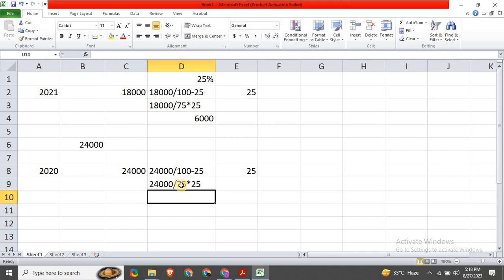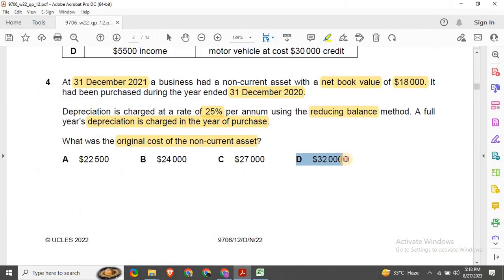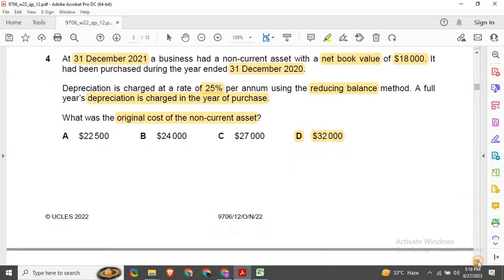So the depreciation is 8,000 in 2020. That means before subtracting depreciation, the value of the asset is 24,000 plus 8,000, which is 32,000. Because we purchased this asset in 2020, the original cost of the asset is 32,000. Let's go back to the question. Yes, 32,000 is an option here. Option D is your correct answer for question number 4.